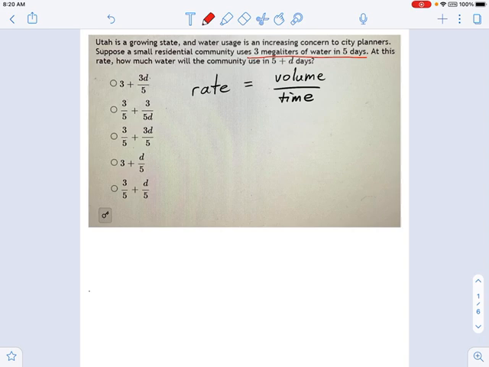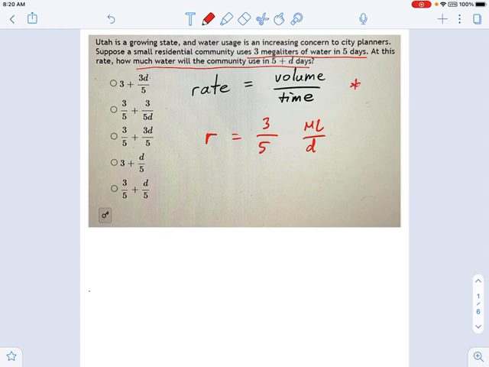So I'm going to say my rate, R, equals, volume is 3 megaliters, and that's divided by days, so 3 over 5. And if you want units, you can say megaliters per day, okay? But it's not really necessary to put that on here. So if that's my rate, then let's turn this into a volume, right? How much water did the community use in 5 plus d days? Well, think about this equation up top.